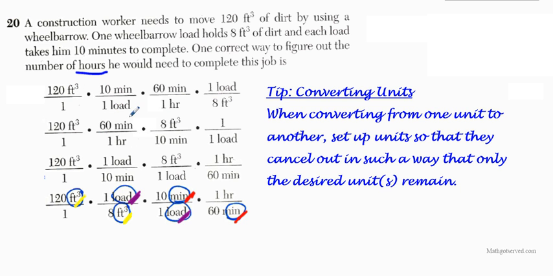Okay, so if you look at this one, the first option, foot cube and load, they don't cancel out. The second one doesn't, the third one doesn't. The fourth one, see that cancellation happening? These two cancel out, the load cancels out, the minutes cancel out, and you're left with hours. So this is the option that will give us the desired result, which is the number of hours. So the answer to number 20 is option number 4.